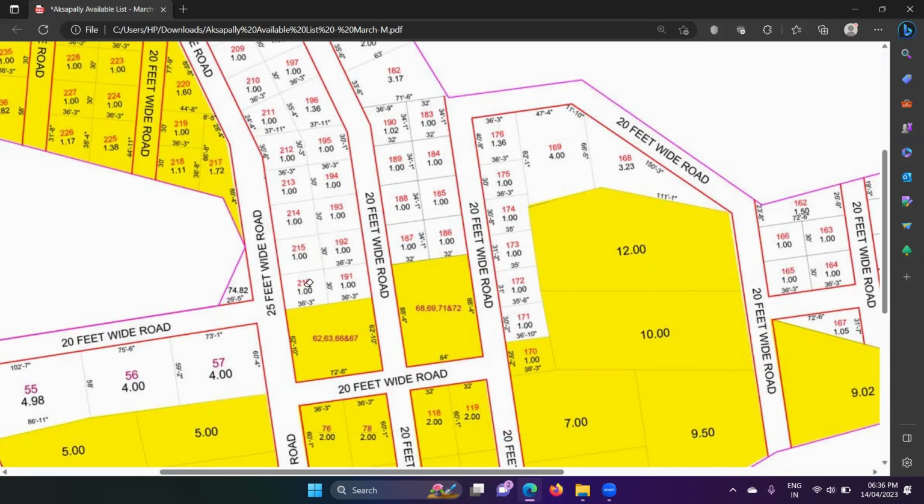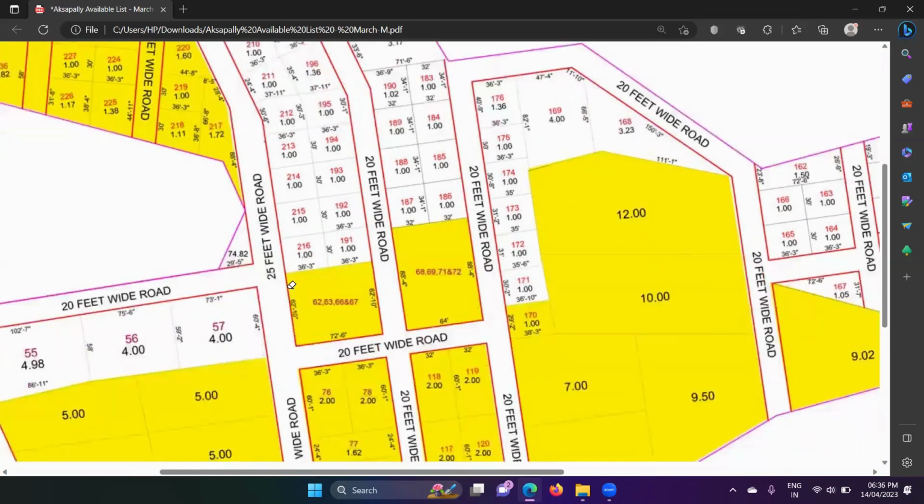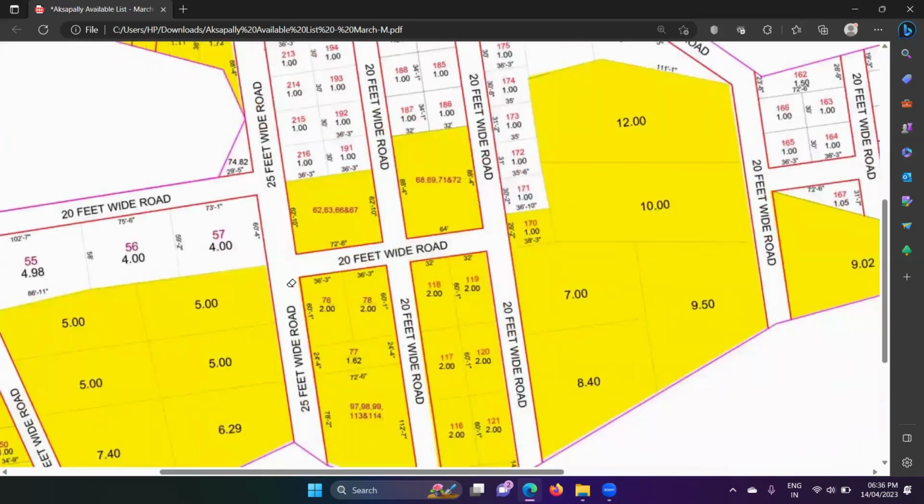Next, there is another property, 215. This is also good to buy. 216, this is also good to buy. And we'll talk about little bigger sites.